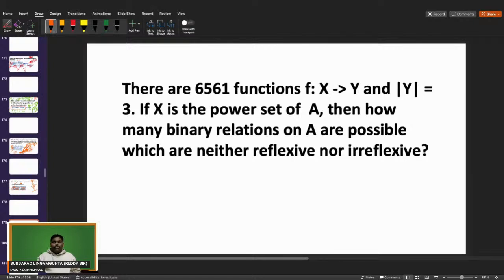There are 6,561 functions from X to Y, where size of Y is equal to 3. If X is a power set of A, then how many binary relations on A are possible, which are neither reflexive nor irreflexive?